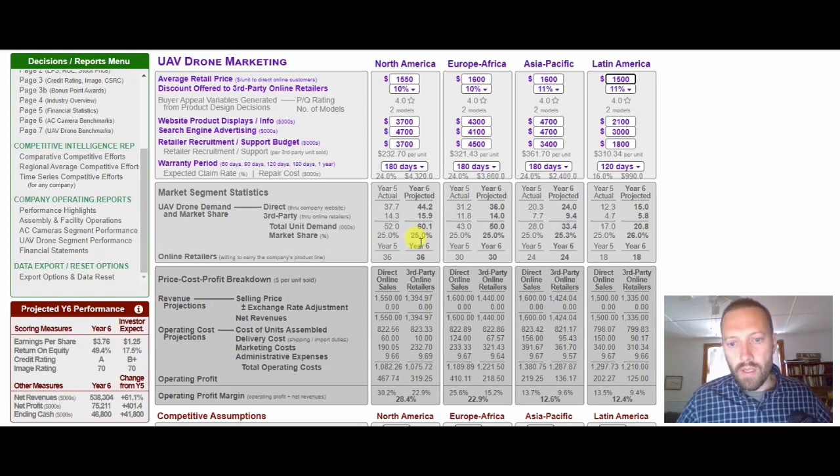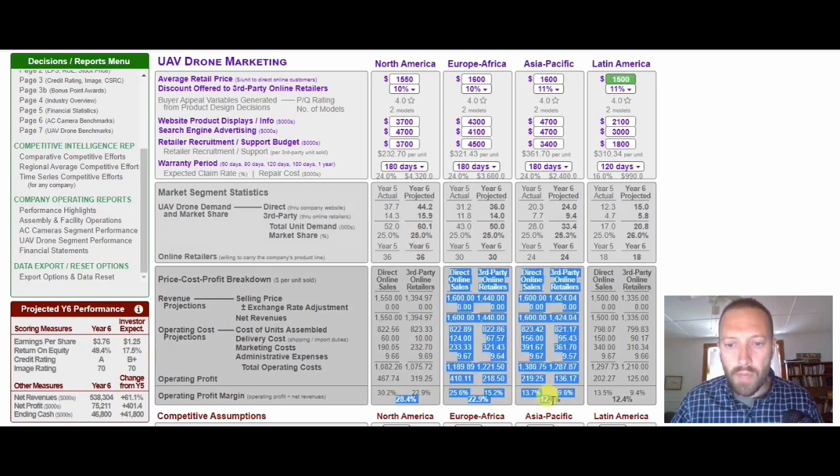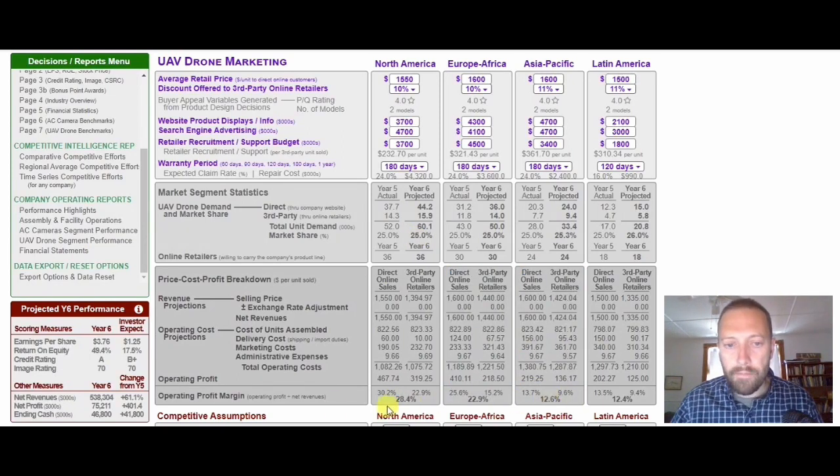All right, so that's as good as I'd like it right now for the available time that I have, and I'm going to just put up with maybe a little bit of a difference in operating profit margin. There's no shame in that. What you're looking at here down at the bottom is direct online sales and third-party online retailers. The retail recruitment and support budget has an influence on the split between those. And the discount offered to the third-party retailers also has a bit of a refinement that can be made in that regard.